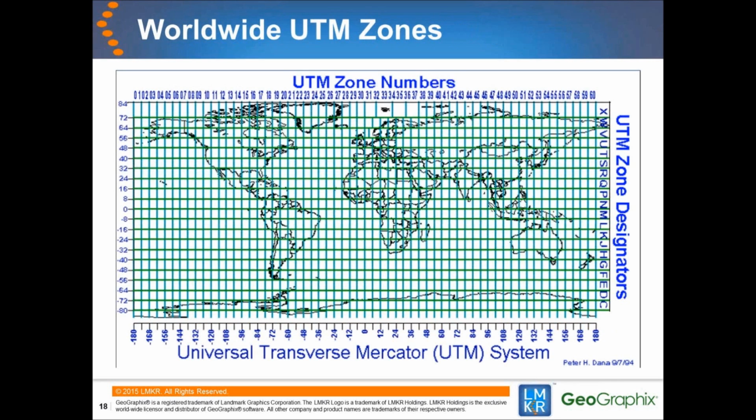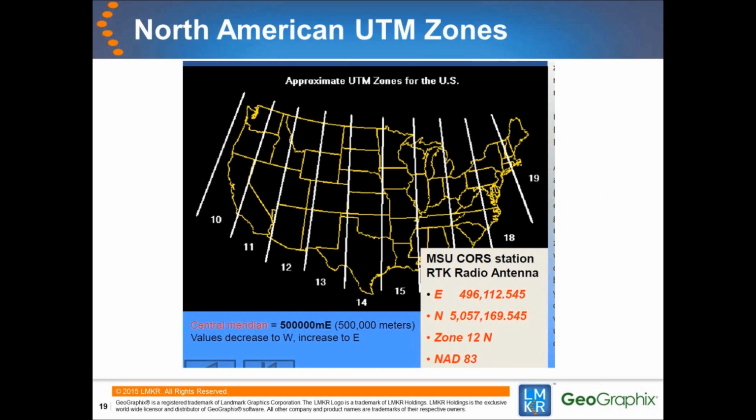Okay, so worldwide UTM zones. Like I said before, there are 60 UTM zones that we can use. In North America, UTM zones generally go from about 10 on the west side of the continent to about 19 on the east side of the continent. Those are the UTM zones we mostly are concerned with.